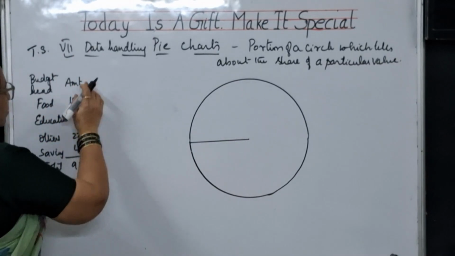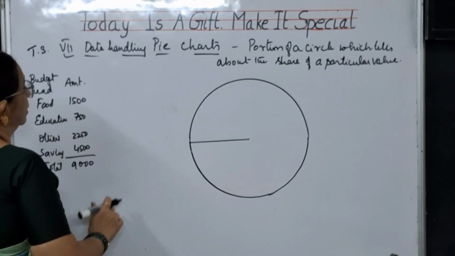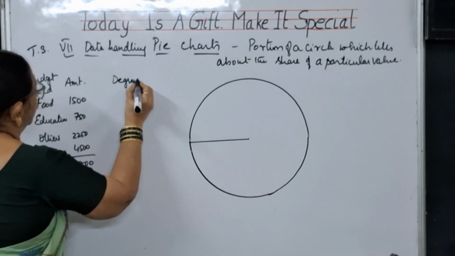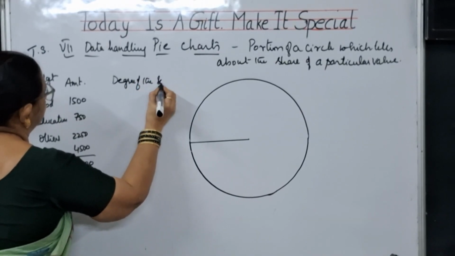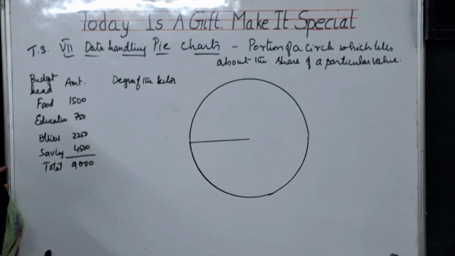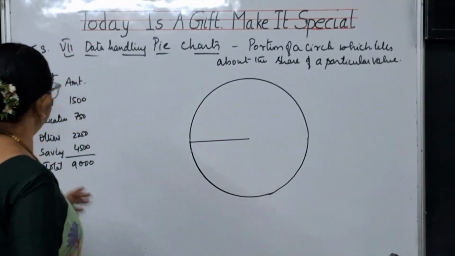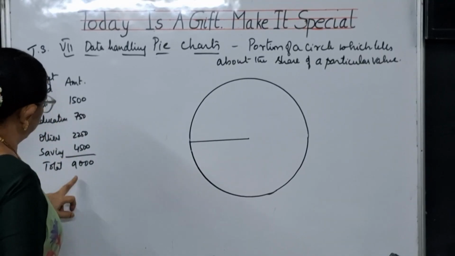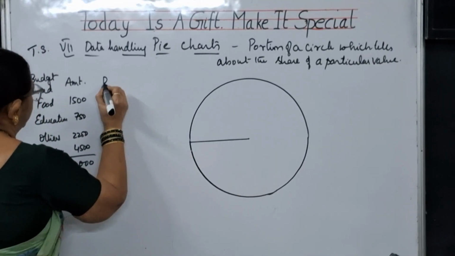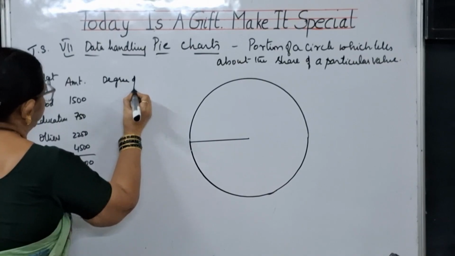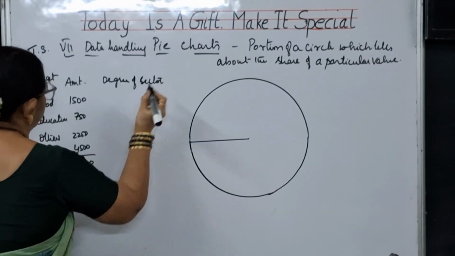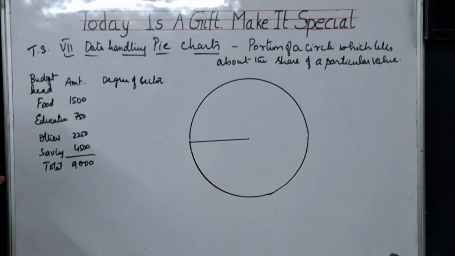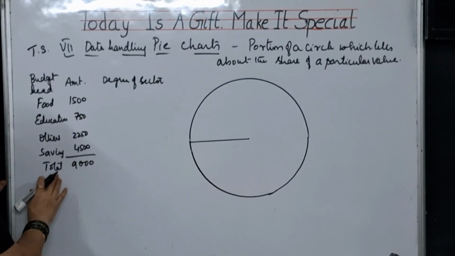What we will be doing is, first you have to calculate the degree of the sector. You have to find out. How will you find out? Let us see an example given to us. The example given here is about budget they have given and amount they have given. For this, what is the degree of sector you have to find out? How will you find out degree of sector? See, here I cannot do it because it becomes clumsy. So I will be doing the calculation part here.